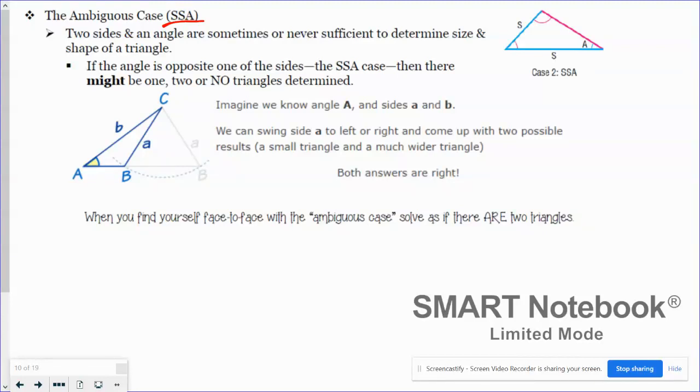We can swing a to the left or the right and come up with two possible results. A small triangle, which is what you're seeing outlined here, and a much wider triangle. Both answers would be right. So my advice is, when you find yourself face to face with the ambiguous case, which is side-side-angle, solve as if there are two triangles. So what does that mean we're going to do?